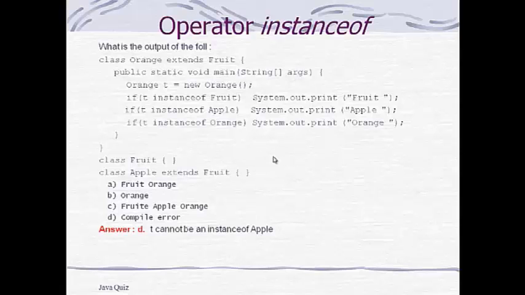The right answer is D. It's a compile error. The reason is this: instanceof is an operator and all operators are checked by the compiler. So the compiler determines that T cannot be instance of apple. So it checks this and it will give a compile error here.